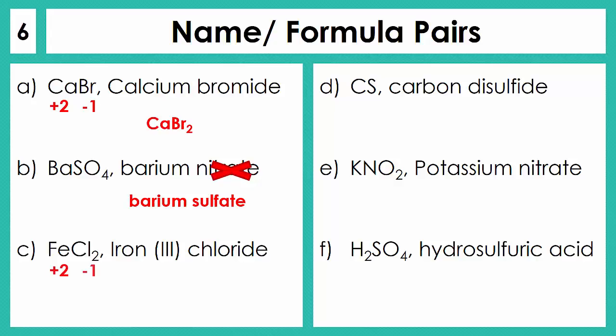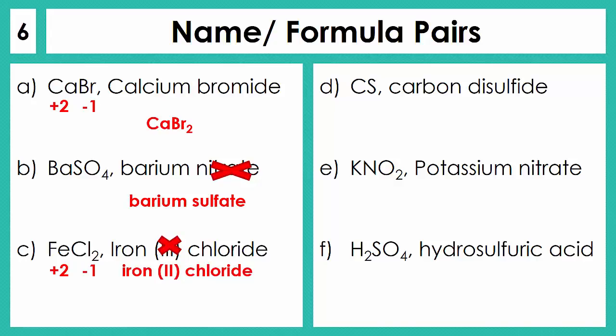FeCl2. I know that chloride has a -1 charge, and there's two of them. So the negative charge is -2. There's only one iron, so its charge must be +2. So I shouldn't call this iron 3 chloride.